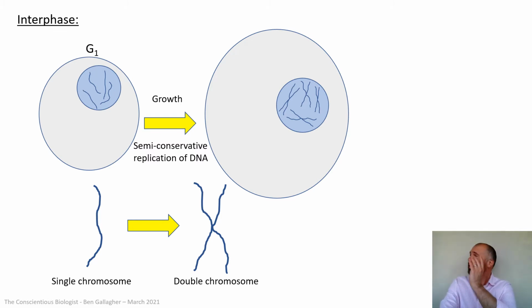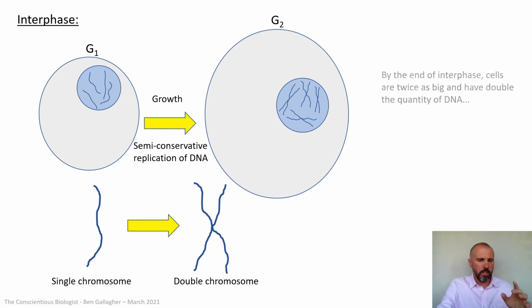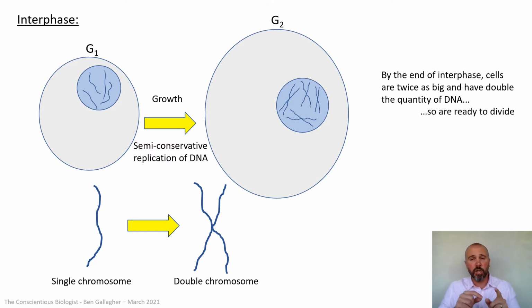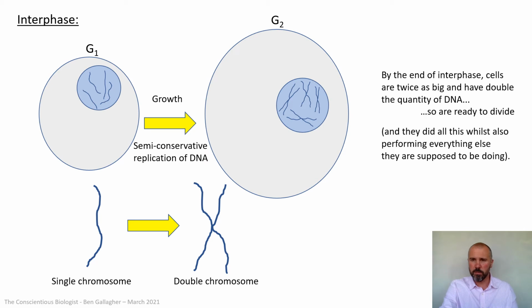So remember, that first one is G1. This one closest to us is now G2. So G2 really is our very start point for mitosis because it's the end of interphase. Now, just a couple of key points to make sure you're happy with. By the end of interphase, cells should be twice as big and have double the quantity of DNA so that they're ready to divide, so we can start mitosis.